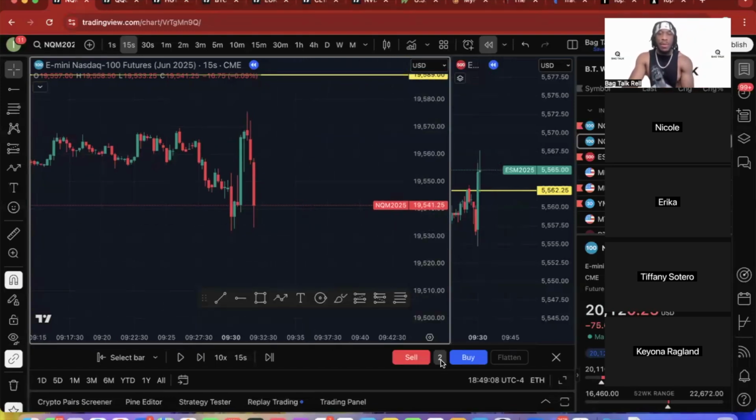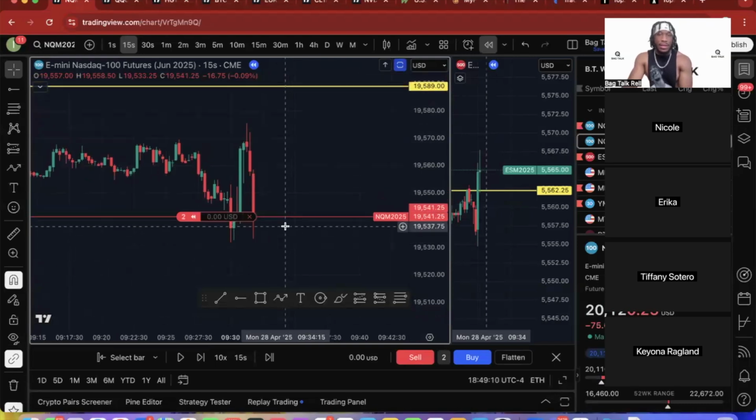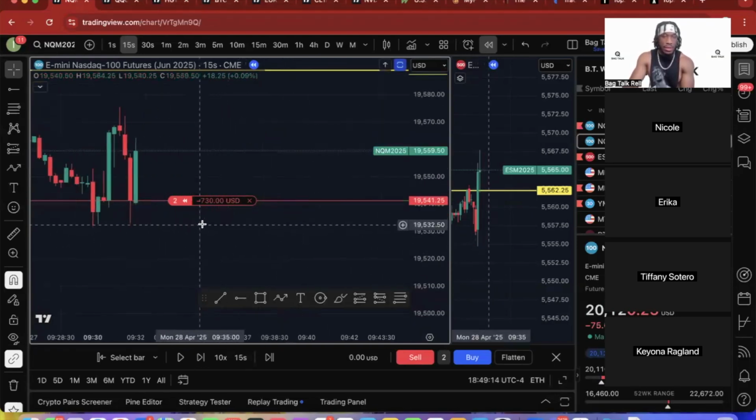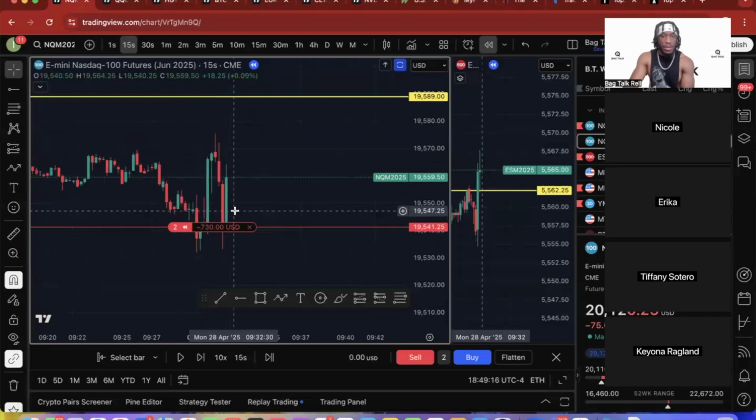My stop loss would be based on if I get in right here. We got a fair value gap up top. We're potentially about to make another one. Let's see if we make it. Oh no, we didn't make it.